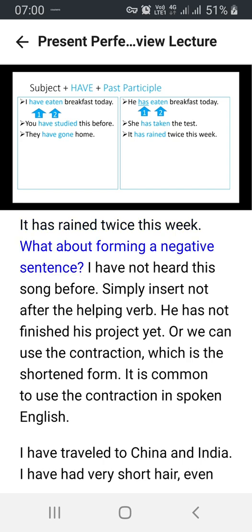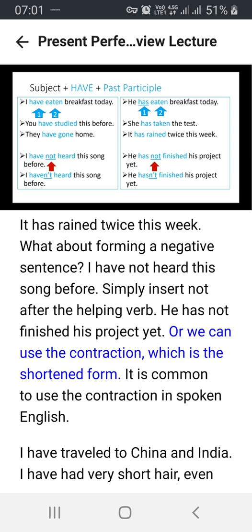What about forming a negative sentence? I have not heard this song before. Simply insert not after the helping verb. He has not finished his project yet. Or we can use the contraction, which is the shortened form. It is common to use the contraction in spoken English.